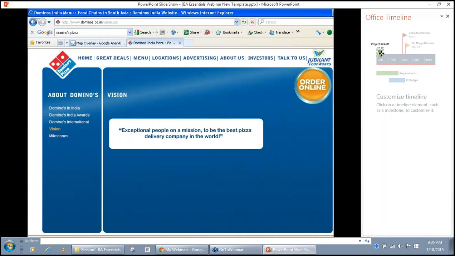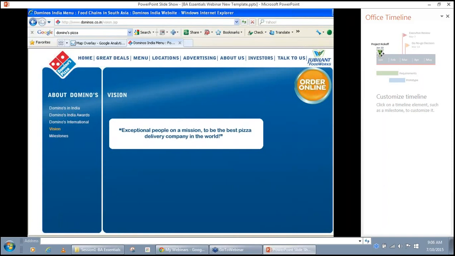What you see here is a small but a beautiful and elegant example of aligning your enterprise level goals with your project level goals or with the activities which you take up. We are aware of Domino's Pizza. This is the mission of Domino's Pizza, exceptional people on a mission to be the best pizza delivery company in the world. So to achieve this, Domino's Pizza has invested in CRM systems.